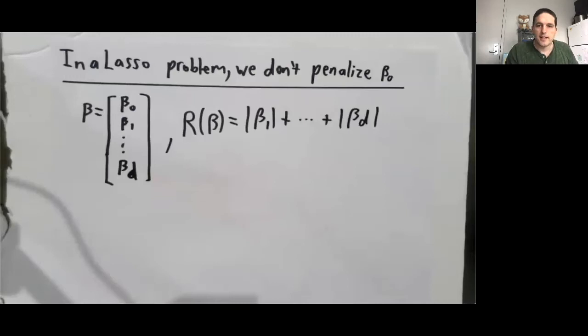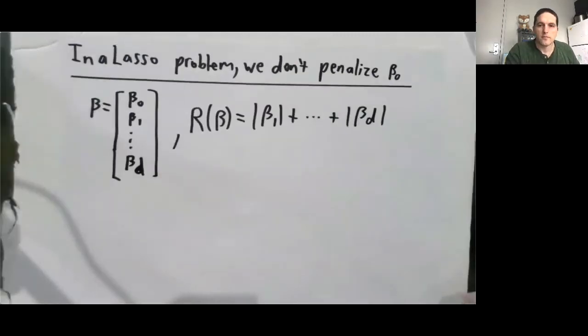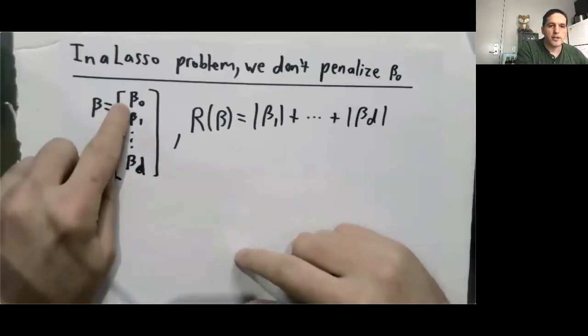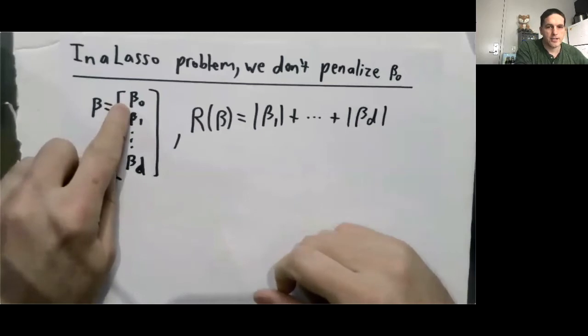There's one more detail we need to talk about before we're ready to implement this in Python. When we're doing linear regression and we're using L1 regularization, in other words, when we're solving a lasso problem, we typically do not include the first component of beta in the regularization term.